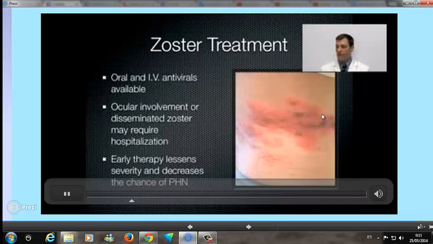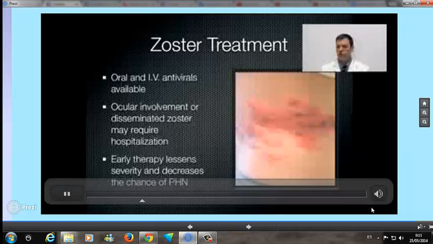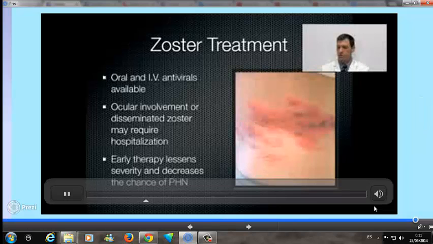If you have zoster, it's important to initiate early therapy. There are oral and intravenous, or IV, antivirals. Usually oral antivirals are treatment enough. There are a few cases where zoster may involve the ear or the eye, where IV antivirals are recommended. Ocular involvement or disseminated zoster means you have shingles and you're immune suppressed, and the rash isn't confined to one region; it can spread over much of the body, kind of like chickenpox. That may require hospitalization because of the potential for internal involvement.